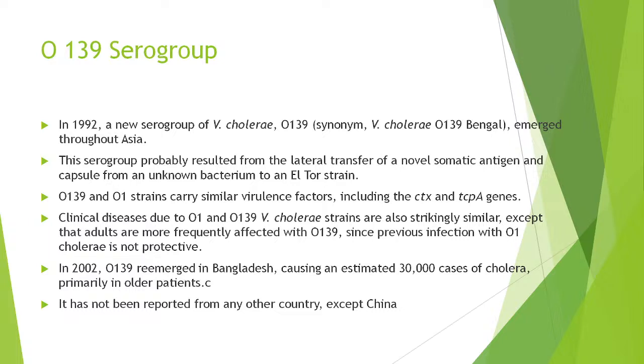Now this O139 serogroup, why was it important? One reason is that it emerged in India. O139 also has toxin-mediated illness and the toxin co-regulated pilus, and prior disease is only mildly protective. Antibodies developed against Vibrio cholerae are not that protective for the O139 serogroup. So in Bangladesh in 2002, O139 serogroup caused a large outbreak.